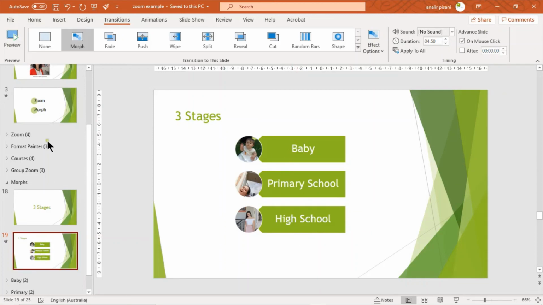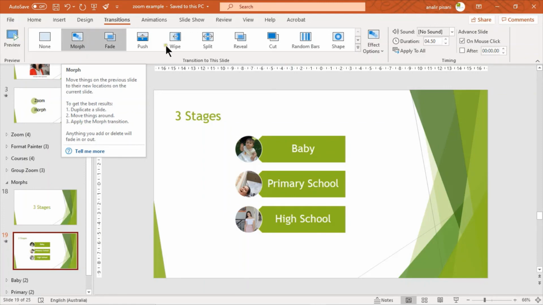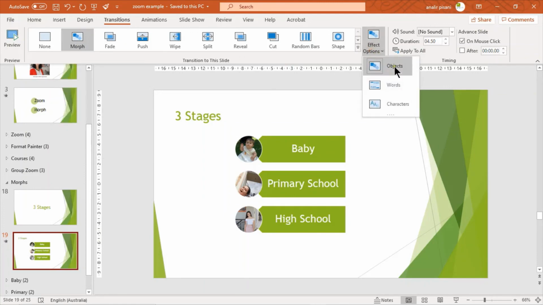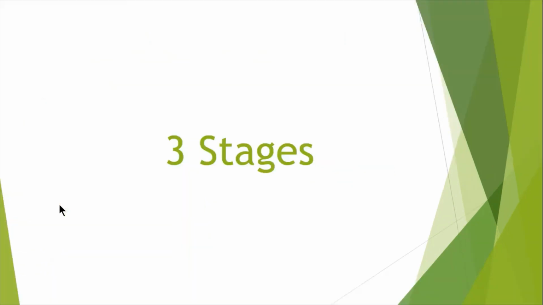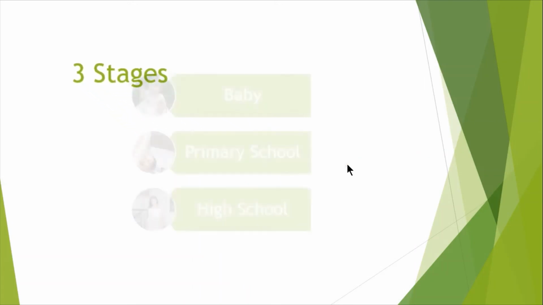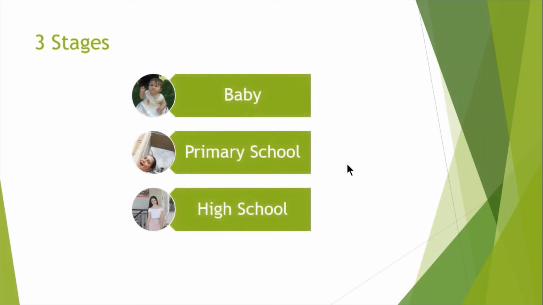When I'm in this slide, under Transitions, I'm clicking on Morph, and it's set to Objects, so where there are changes in objects. I'm just going to run it from the first one. So Shift F5. The words 3 stages are in the middle. When I click, it glides itself to the top left and brings in the next piece of information that's different.